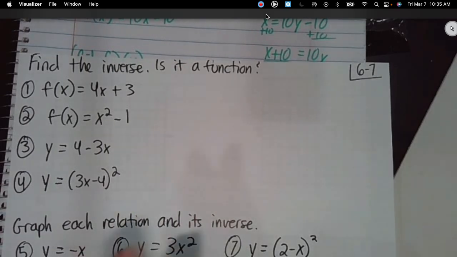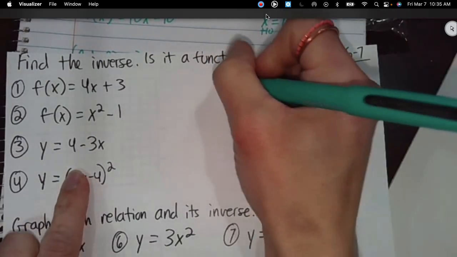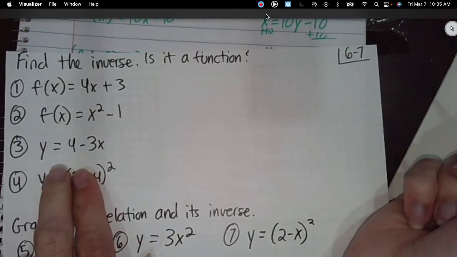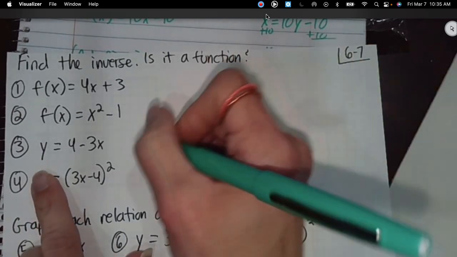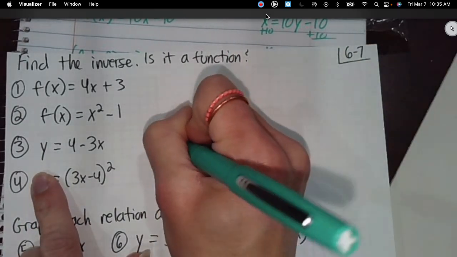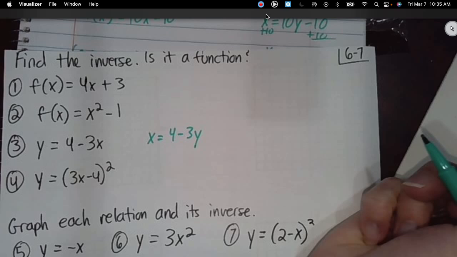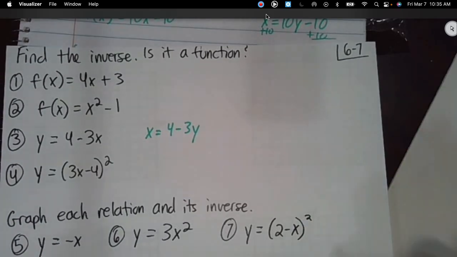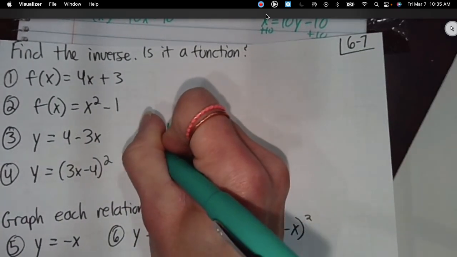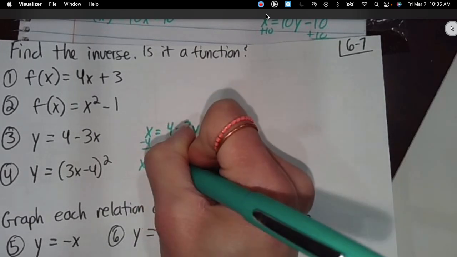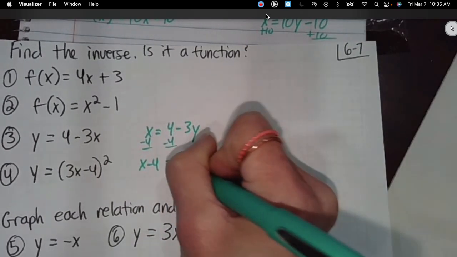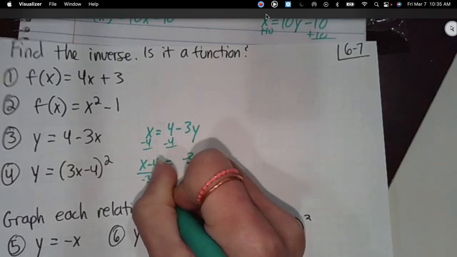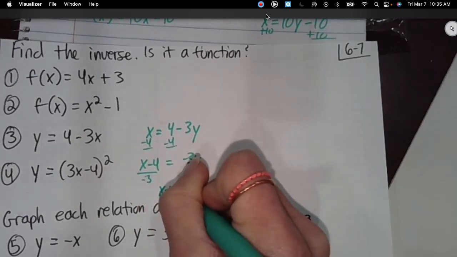Find the inverse. All right, which one out of 1 through 4? 3. Okay. I have y equals 4 minus 3x. How do you find the inverse? Switch them. So I'm going to put x equals 4 minus 3y. That's it? Well, we have to graph it in a minute. We have to solve for y. So subtract 4. Divide by -3. So I have x minus 4 divided by -3.